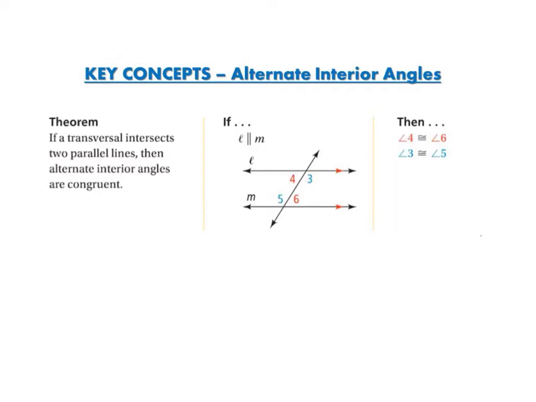Alternate interior angles are angles that are in between the two lines but on opposite sides of the transversal. If a transversal intersects two parallel lines, then alternate interior angles are congruent. So, whatever measure angle 4 is, angle 6 will be the same. Whatever measure 3 is, the measurement of angle 5 will be exactly the same.